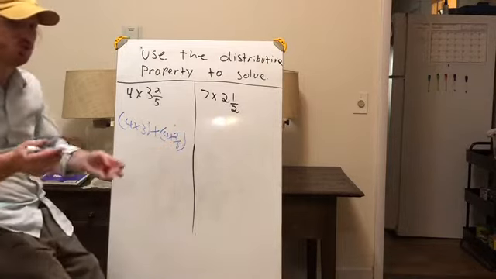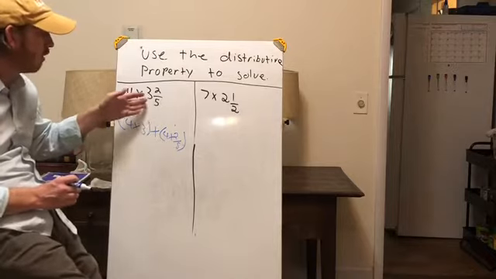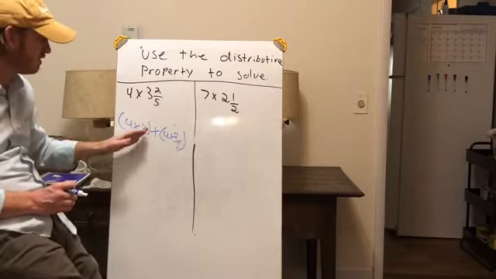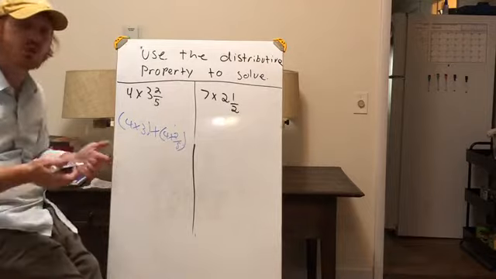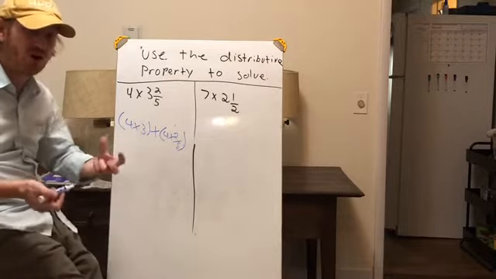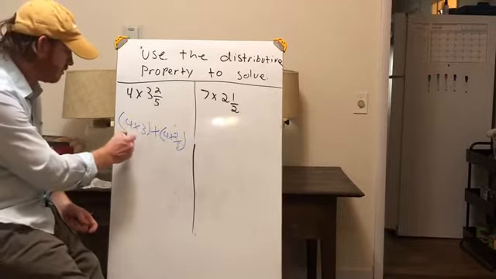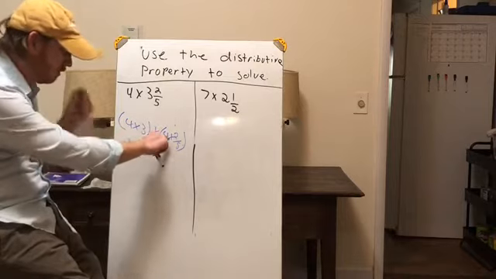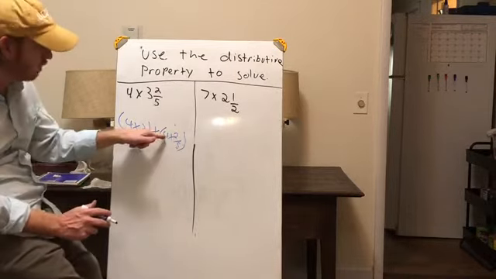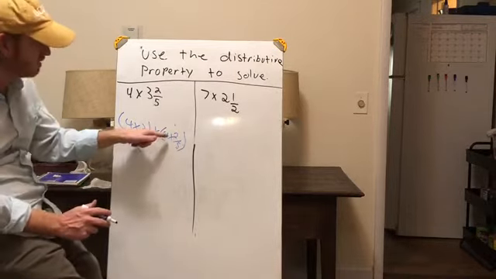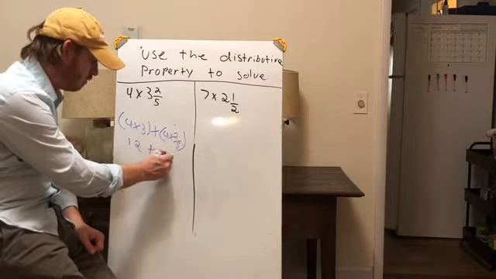I use the distributive property to break up the 3 and 2/5 into 2 separate entities that I can then multiply by 4 times. Now I have more reasonable equations that I can more easily solve. 4 times 3 is 12. 4 times 2 over 5. 4 times 2 is 8. Over 5 is 8 over 5.